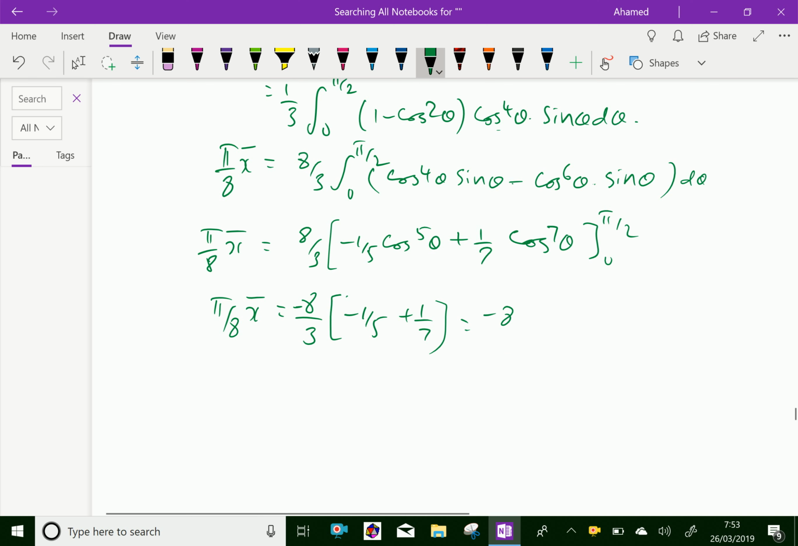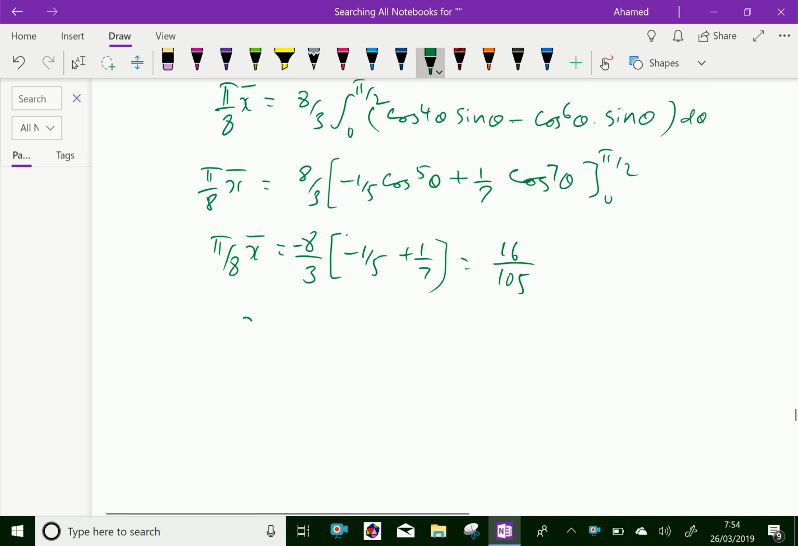Which is equal to minus 8 by 3, and after simplification it gives 16 by 105. Therefore x bar equals 16 by 105 into 8 over pi, which is equal to 128 over 105 pi.